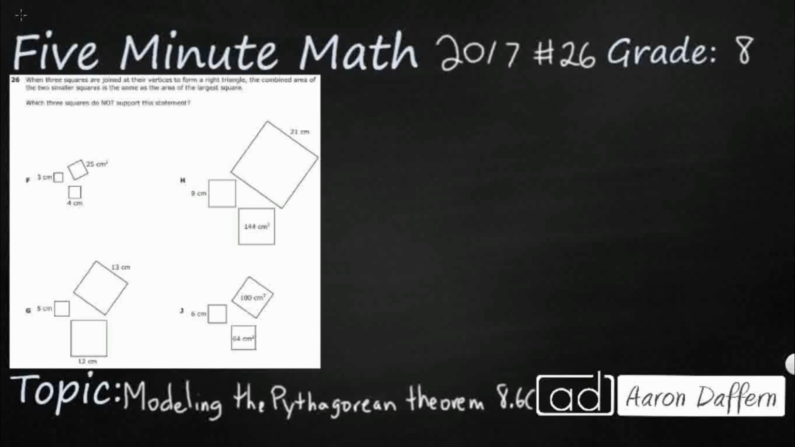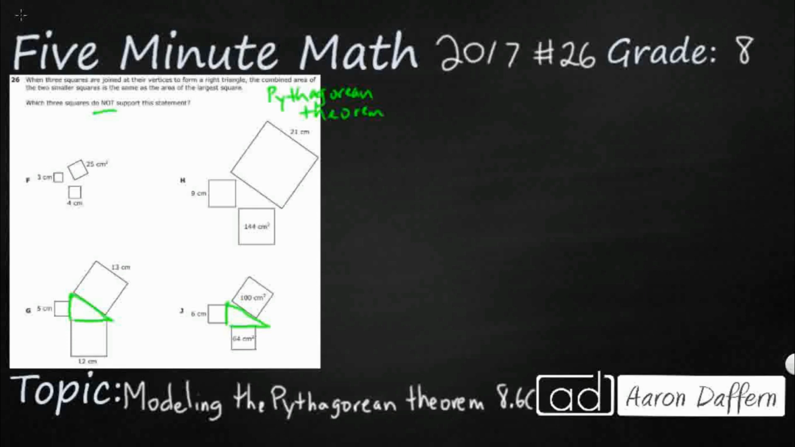So we have a description of the Pythagorean theorem right up here, and it says when three squares are joined at their vertices to form a right triangle, the combined area of the two smaller squares, that's the two legs, is the same as the area of the largest square. So you can see, they didn't quite connect them, but if you were to move these a little bit, you can see we've got some right triangles forming right here. You see that in all of them. And so we need to find which three squares do not support this statement.